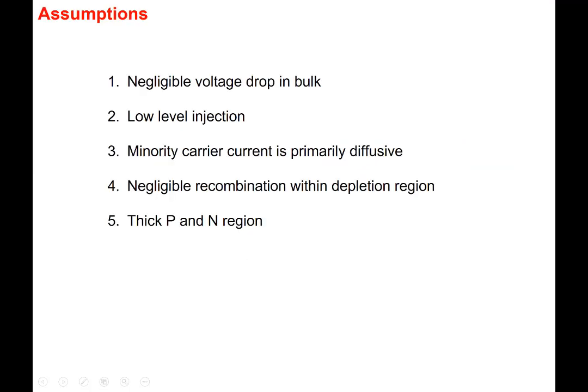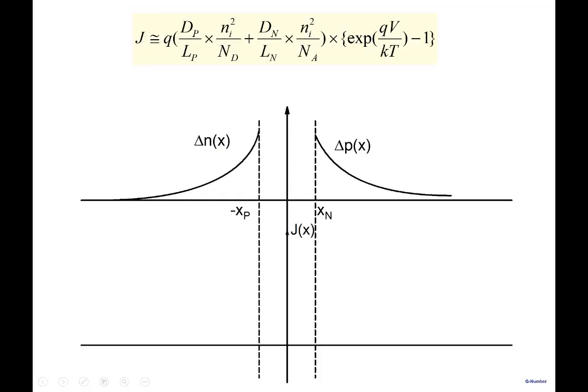So we are fine in terms of all these assumptions that you see here. Low level injection, diffusive, negligible voltage drop, all of that is fine. Negligible recombination within the depletion region? Well, here.